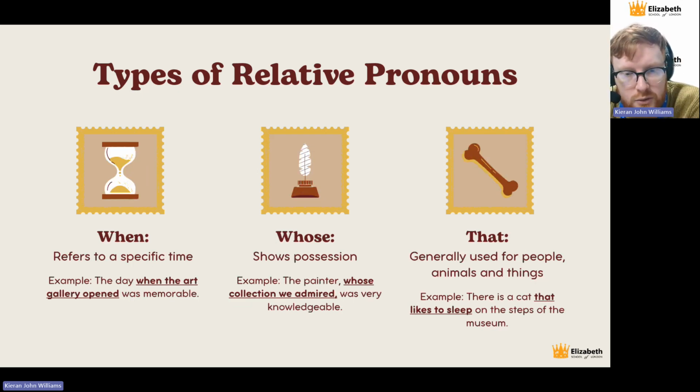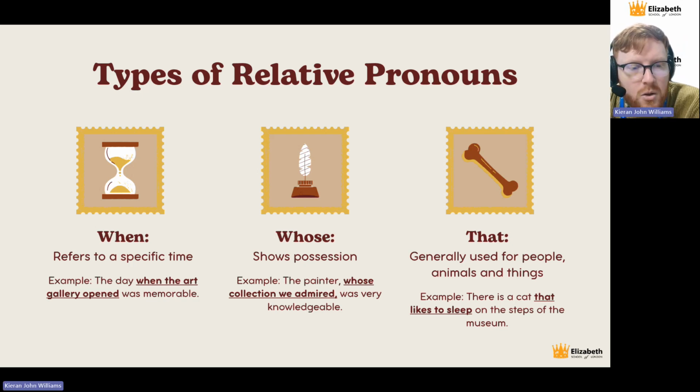As you can imagine, when we use when, we are describing a specific time. So, the day when the art gallery opened was memorable. Because we use when, we're talking about a time, and the time is that day. The next one we have here is whose. Whose is separate from who because whose describes the possession of a person. If we're talking about an item that is owned or possessed by a person, then we use whose. In the example sentence, the painter whose collection we admired, the collection belongs to the painter, so that is why we would use whose.